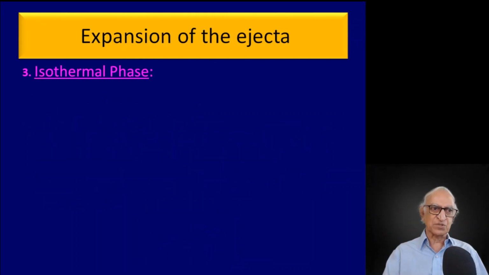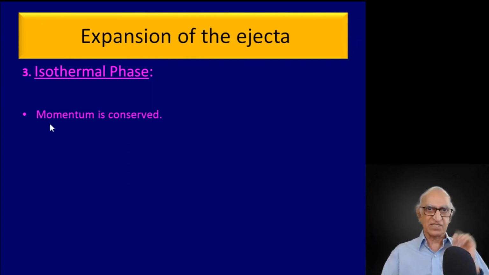This is adiabatic expansion. This will be followed later by a phase where entropy is not conserved. The gas is cooled, it is radiating, the tremendous amount of energy is being lost. What will be conserved will be the temperature. It will be an isothermal expansion of the piston. Now, in an isothermal expansion, it turns out what is conserved is not the velocity or the energy or entropy, but it is the momentum that is conserved.